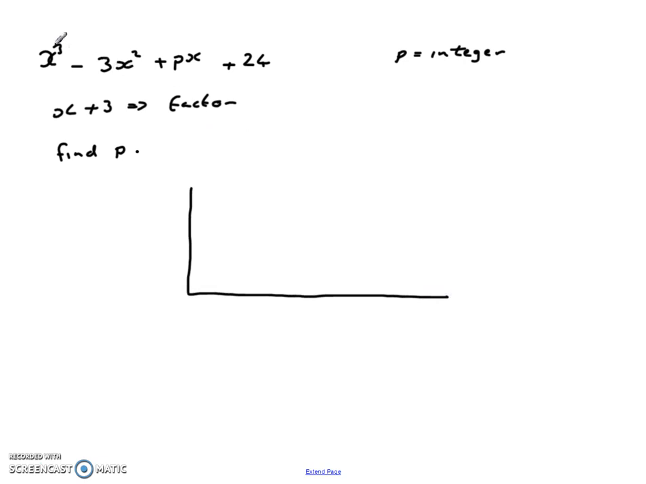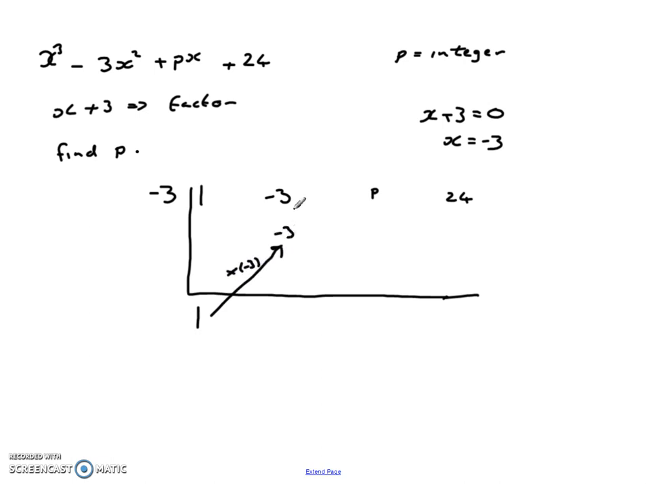So we can set up our table of values again, looking at the coefficients. So coefficient x cubed is 1, of x squared it's negative 3, our coefficient of x is our p, and our constant at the end is 24. So we've set up our table, and again, this is what we're dividing by. So in this case we say, right, so if x plus 3 is a factor, x plus 3 equals 0, so x is negative 3, and that's the value that's going to go outside our table. And we start the same way. So we start with our 1, take it back into the table, and it's going to be times by negative 3. 1 times negative 3 is negative 3.